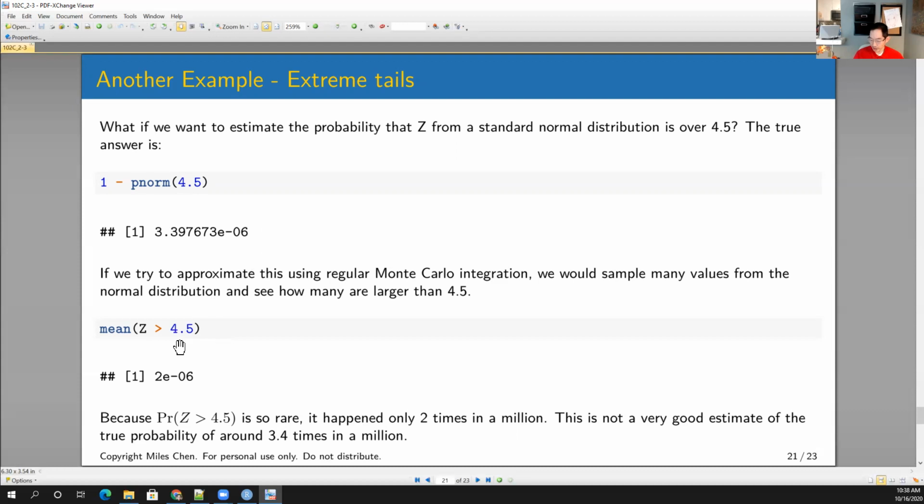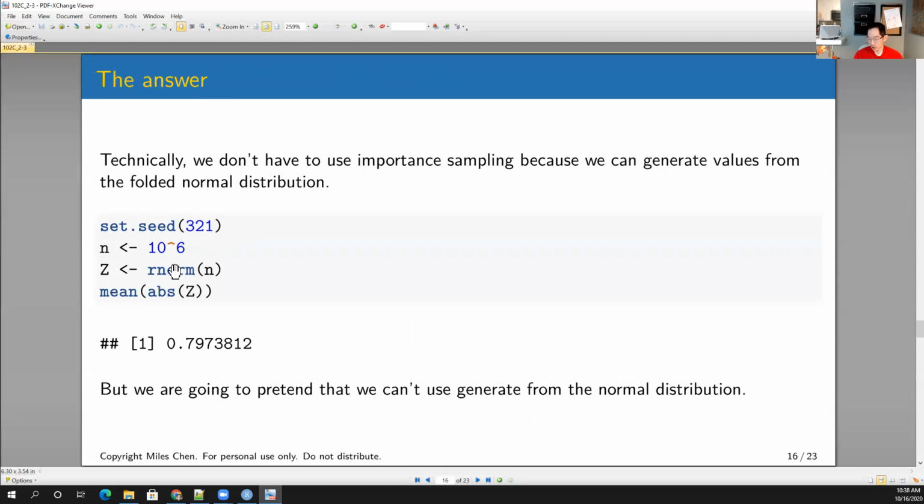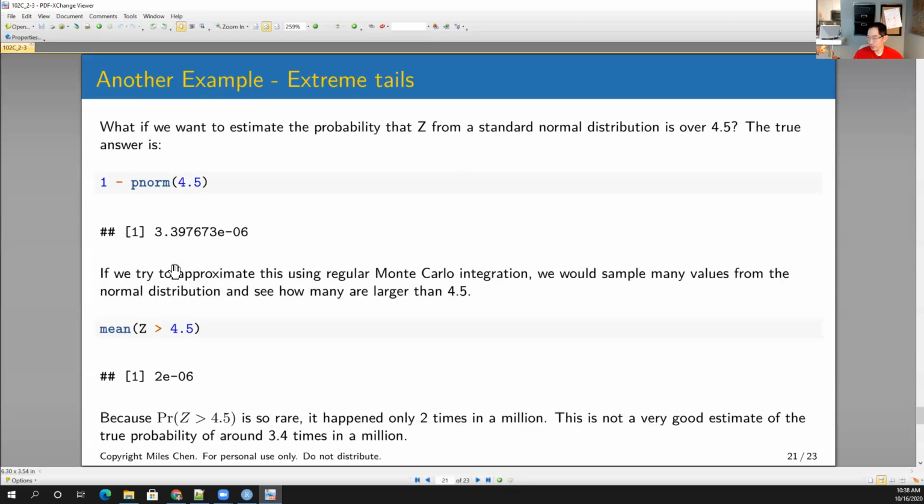I have already generated, back here, a million values from the normal distribution. And so using regular old Monte Carlo integration, remember, we learned how to calculate the cumulative distribution function by just using the indicator function, from I think last lecture. I could just say, I have a million values. How many times was z greater than 4.5? Our answer is it happened 2 times in a million. So I generated a million values, it happened twice, and therefore my Monte Carlo estimate is 2 in a million.